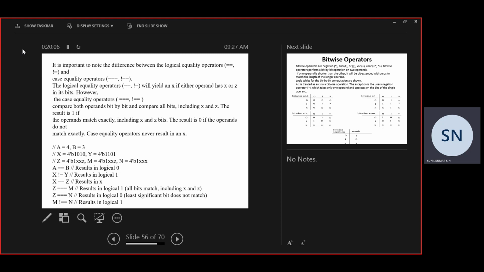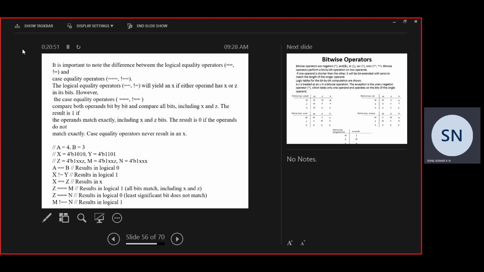Similarly, X not equal to Y. X is 10, Y is 11. That is correct, so the condition is true and the output will be 1. Then X double equal to Z. X is 10, Z is 1'b, 4'b 1 double triple X. If one unknown term is there, then with double equal the possible output is X. Suppose triple equal was there, then the result would be 0. So only two possibilities you will have.